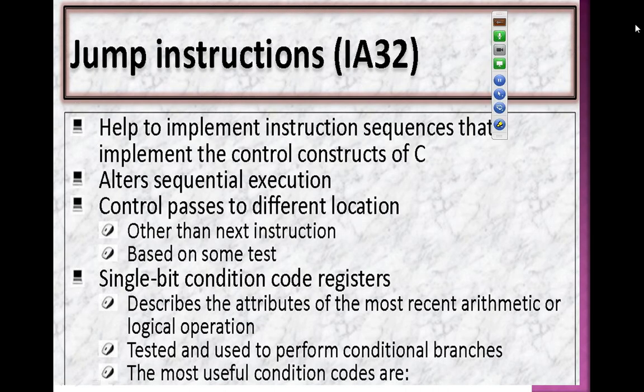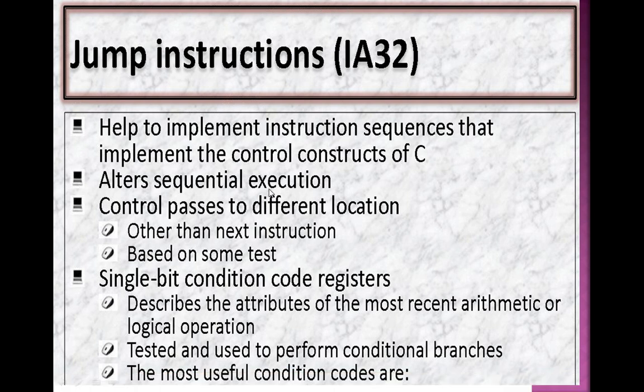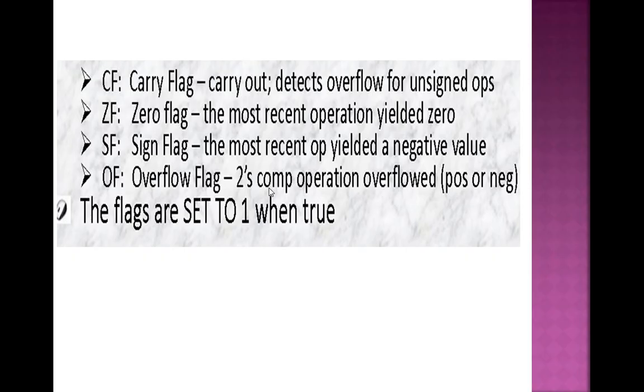Then we have talked in detail about what is a jump instruction and how we can use jump instructions. This is a jump instruction that helps to implement instruction sequences that implement the control constructs of C. Control constructs means whenever we use looping, branching, that is known as control constructs of C, like for, if else, do while. These are the control constructs. It means the jump instruction also alters sequential execution. Then we have also studied the uses of IA32 with the help of the jump instruction.